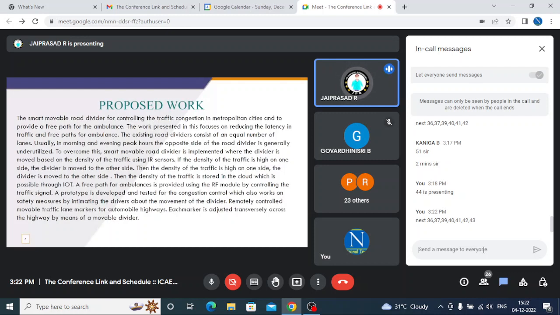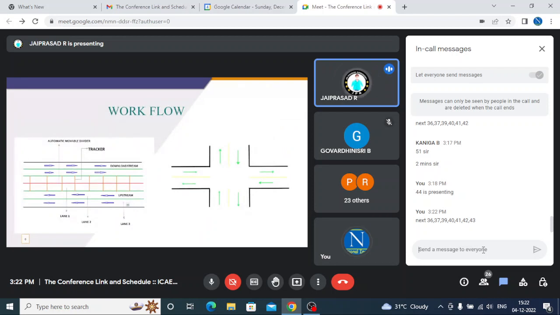Remotely controlled movable traffic lane markers for automobile highways. Each marker is adjusted transversely across the highway by means of the movable divider. Workflow. This is the workflow of our project. The road is divided by a divider, which is marked as a red line in the first chart. There are three lanes in the upcoming direction and the ongoing direction. If the vehicles on the left side are more numerous than the vehicles on the right side, the divider automatically moves to one side. It creates a free path for the left side vehicles.